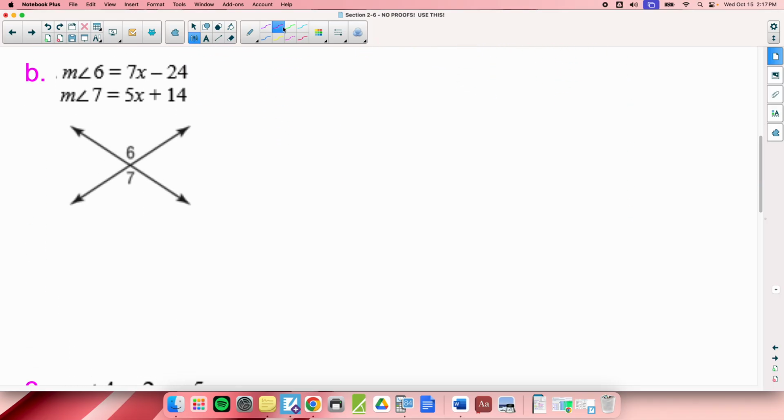This is 7x minus 24. This is 5x plus 14, okay? What kind of angles are those? Well, congruent. They're vertical, because they intersect. Very good. So I could go 7x minus 24 equals 5x plus 14, okay?